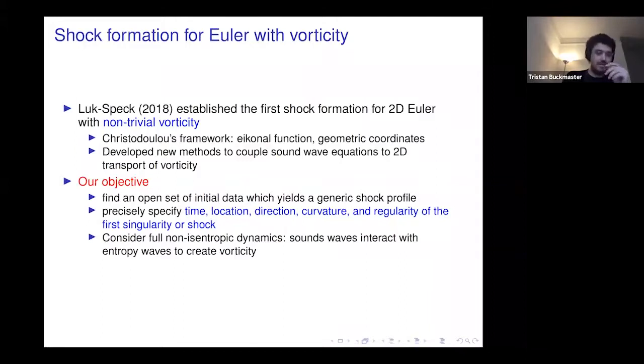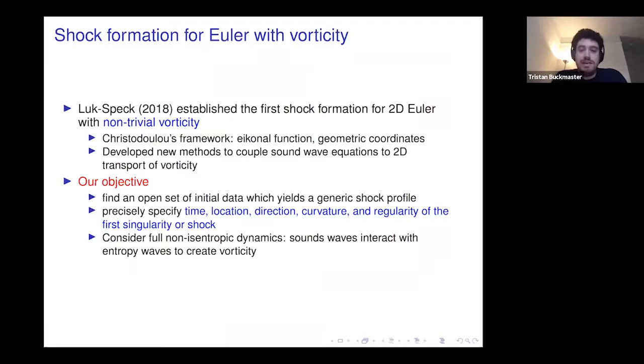Okay, so this work by Christodoulou was extended by Luk and Speck, who were the first to establish shock formation for 2D Euler with non-trivial vorticity. This followed Christodoulou's work, and they had to develop new methods to deal with the interaction between sound waves and vorticity waves. What we want to do is find an open set of initial data that yields a generic shock in 3D. And in 3D, you have additional problems because in 2D, vorticity is transported, and in 3D, vorticity is stretched.